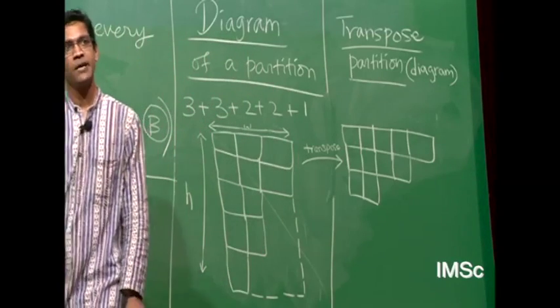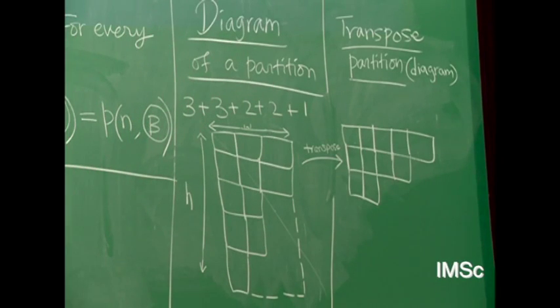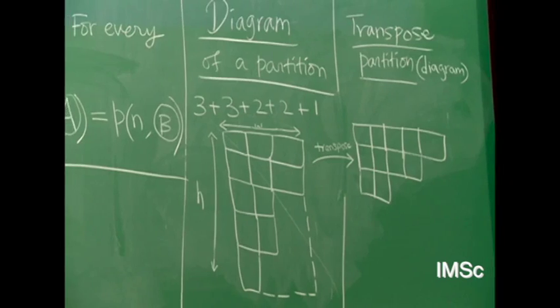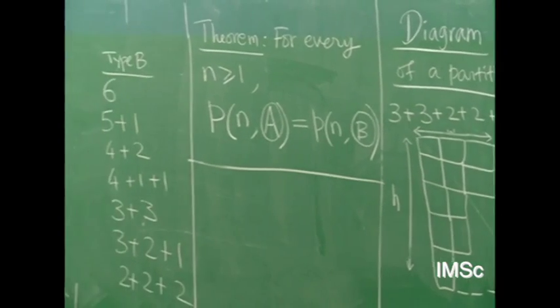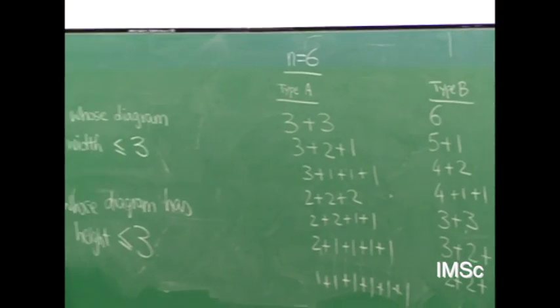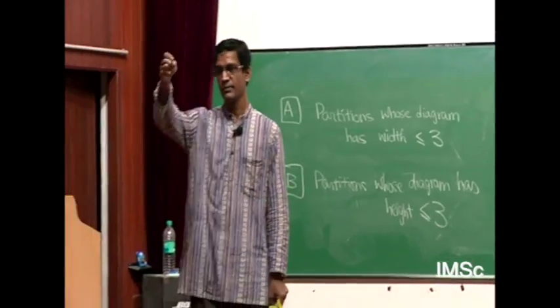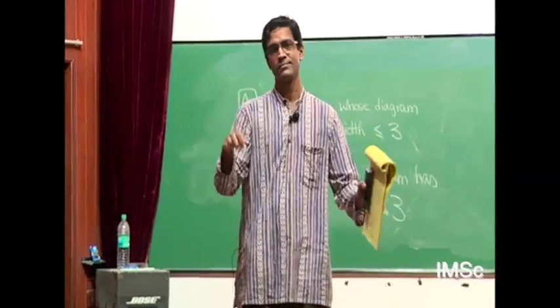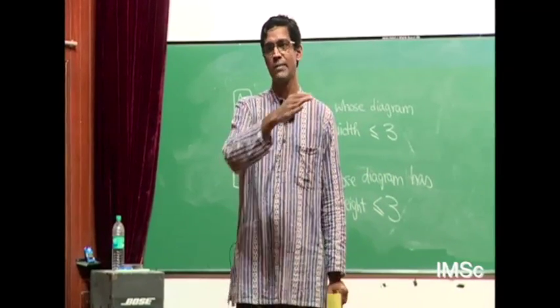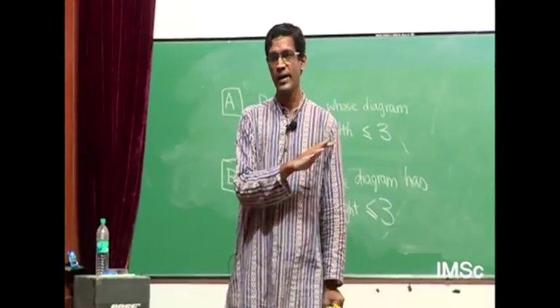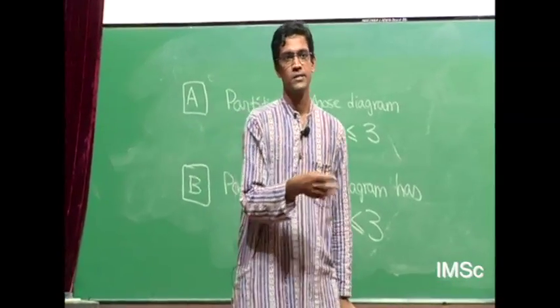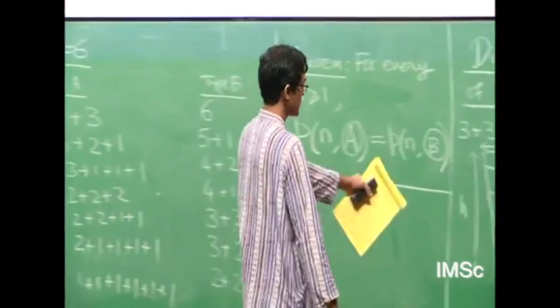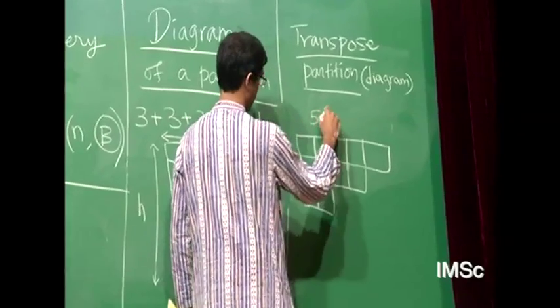So has everyone seen matrices and so on? Anyone who's not seen matrices before? Okay, I'm sure there are at least people in 11th who probably haven't seen matrices before. A matrix is essentially a rectangular gadget where you do the same thing, you reflect about the diagonal. This is not quite rectangular, meaning some boxes are missing, but the same idea works. Okay, so this is the transpose partition, which is 5 plus 4 plus 2.